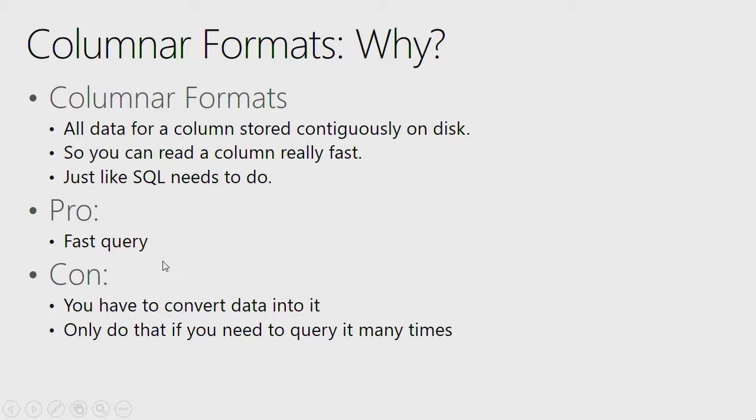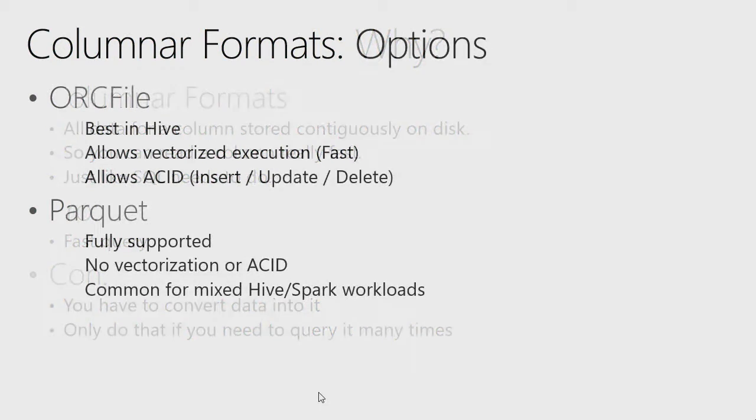So the pro is that your queries can run much faster. The con is you have to convert your data into these columnar formats. So it only makes sense if you're going to use this multiple times, right? If you're going to just query it once, it makes no sense because you're going to pay the cost of converting it. But if it's a table which will be used by many data scientists or again and again, it might make sense to do it.